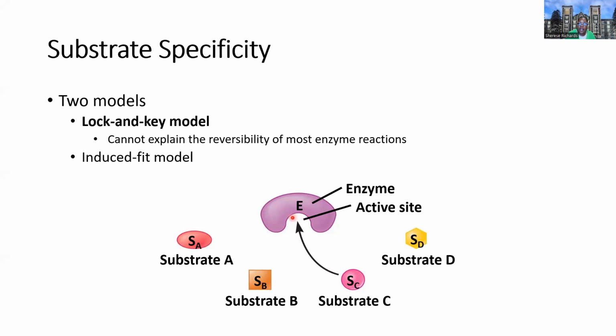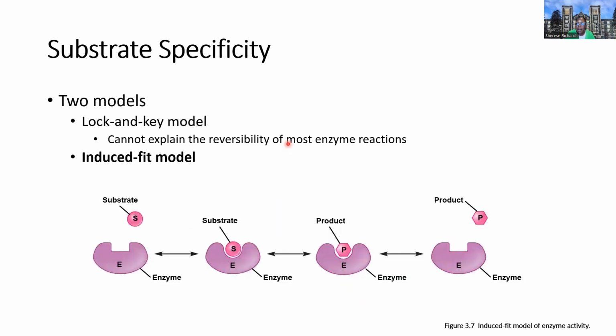So that explains the lock and key specificity, but what it doesn't explain is the reversibility of most enzymatic reactions. If we're saying that the enzyme can catalyze the reaction in the forward direction and the reverse direction, the enzyme should be able to bind to the substrate as well as the products to catalyze that in the opposite direction. So the lock and key model explains some aspects of enzyme specificity, but it doesn't explain the reversibility that we see with enzyme reactions.